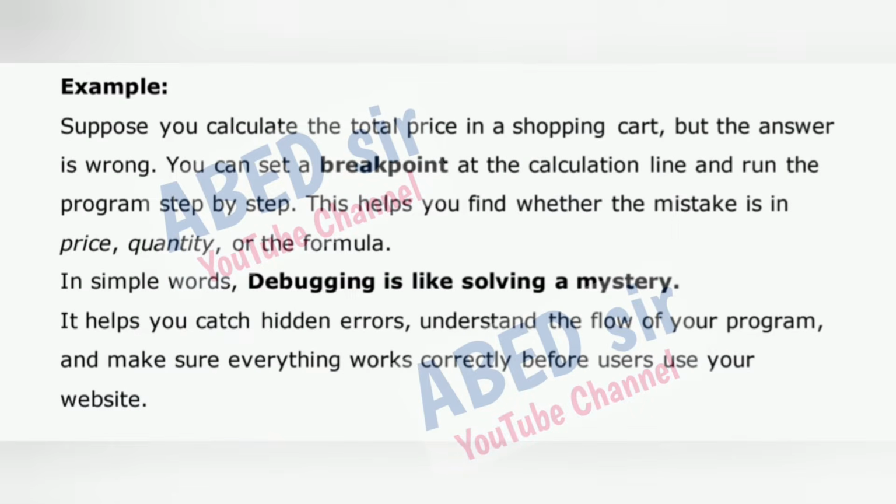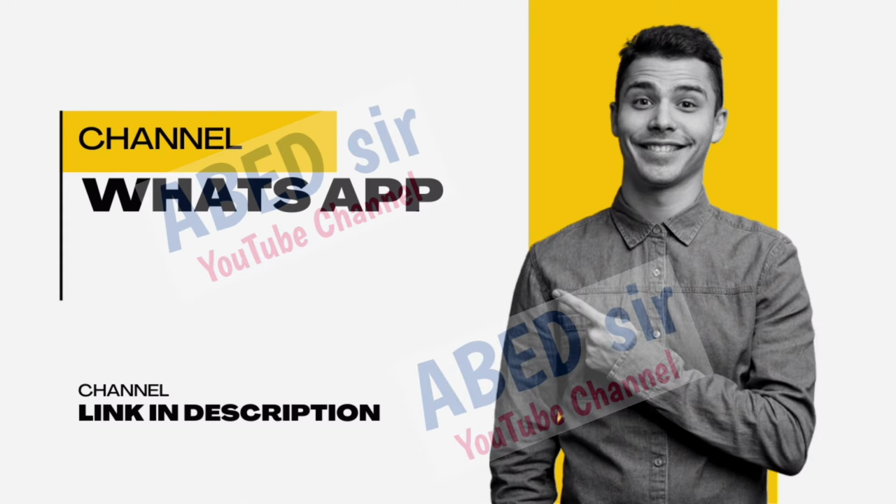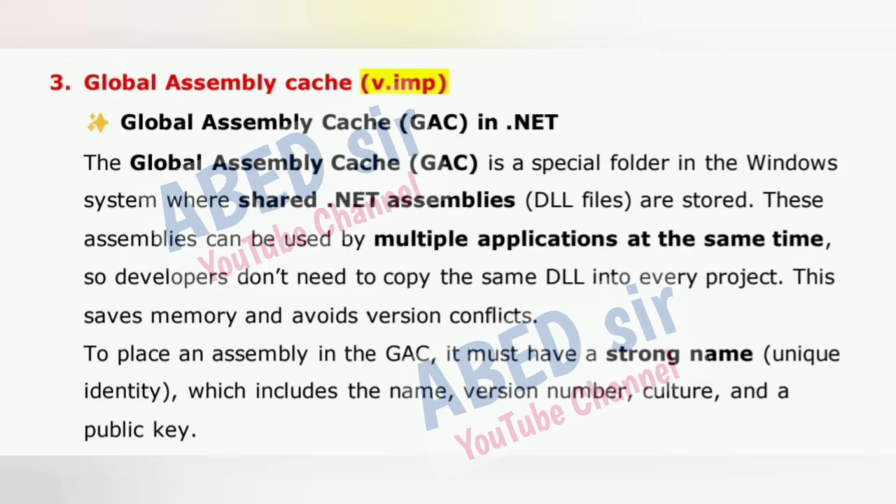Example: suppose you calculate the total price in a shopping cart, but the answer is wrong. You can set a breakpoint at the calculation line and run the program step by step. This helps you find whether the mistake is in price, quantity, or the formula. In simple words, debugging is like solving a mystery. It helps you catch hidden errors, understand the flow of your program, and make sure everything works correctly before users use your website.